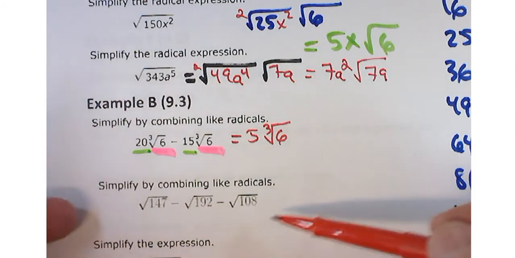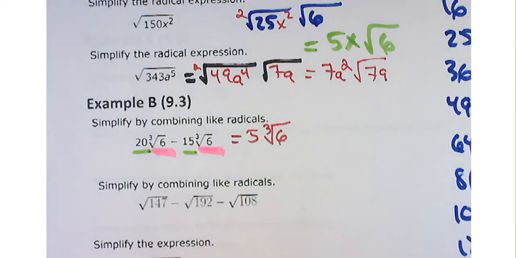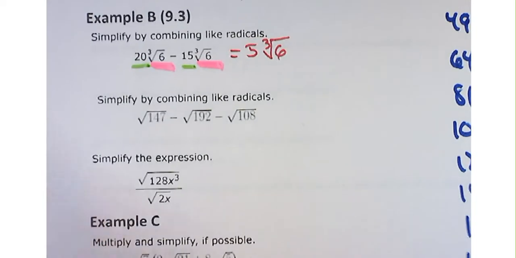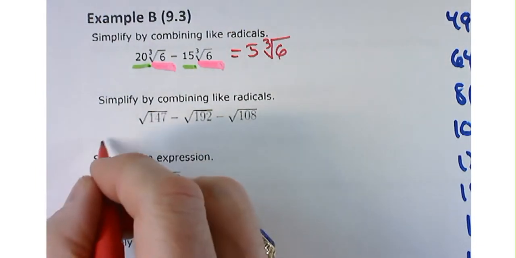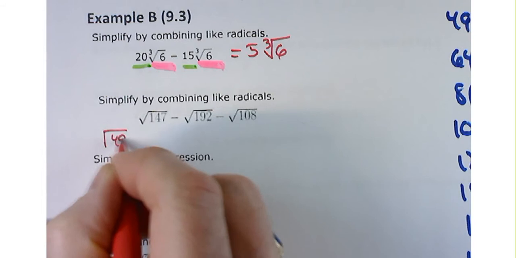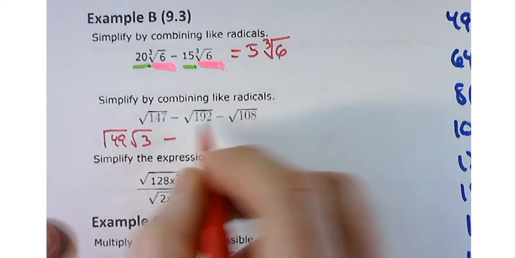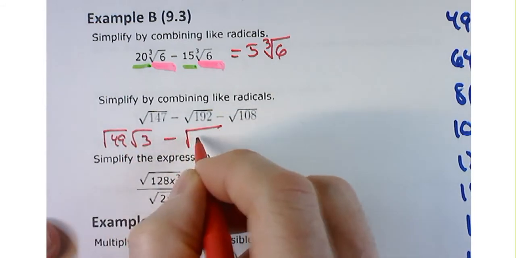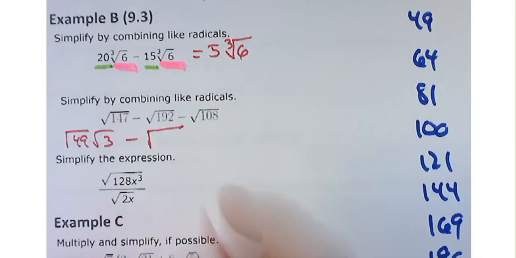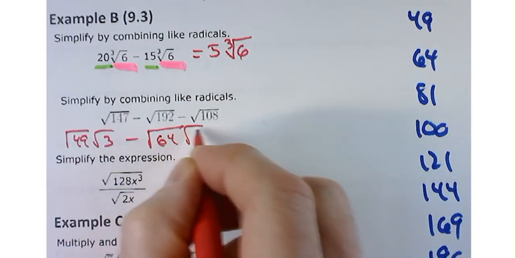Now, you might look at this one and go, oh, hey, there's nothing we can do. These aren't like terms. Not so fast. We can make them like terms. And let's see if we can figure out how. Now, I'm going to go a lot faster than you will on a test, but that's okay. You're going to have plenty of time to work on these. So, square root of 147, that's going to be square root of 49 times the square root of 3. For 192, again, you're looking for perfect squares. That's going to be 64 times the square root of 3.